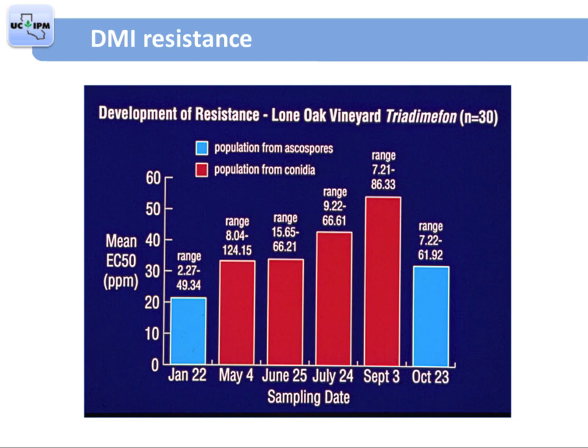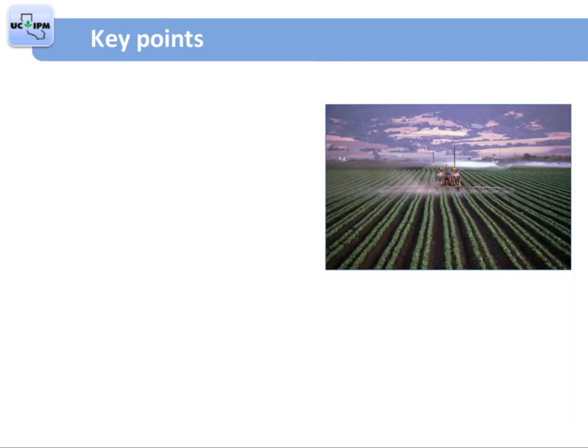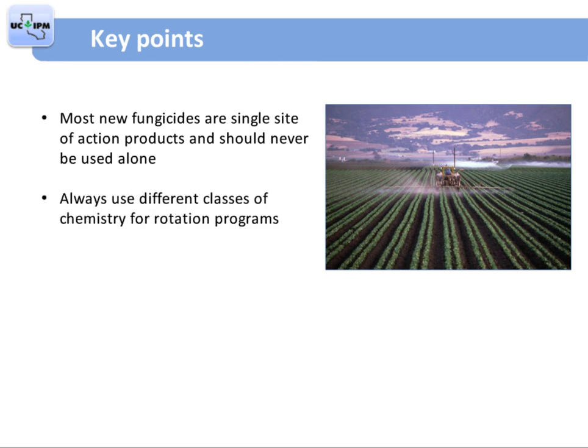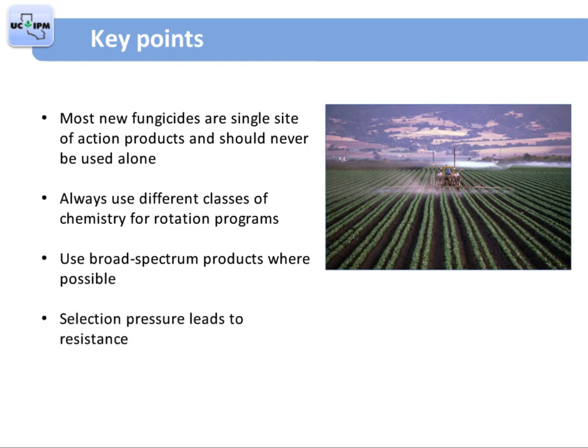As we conclude the presentation on fungicide resistance, it is important to take away the following key points. Most new fungicides are single site of action products and should never be used alone. Always use different classes of chemistry for rotation programs. Use broad-spectrum products when possible. Finally, remember that selection pressure leads to resistance.